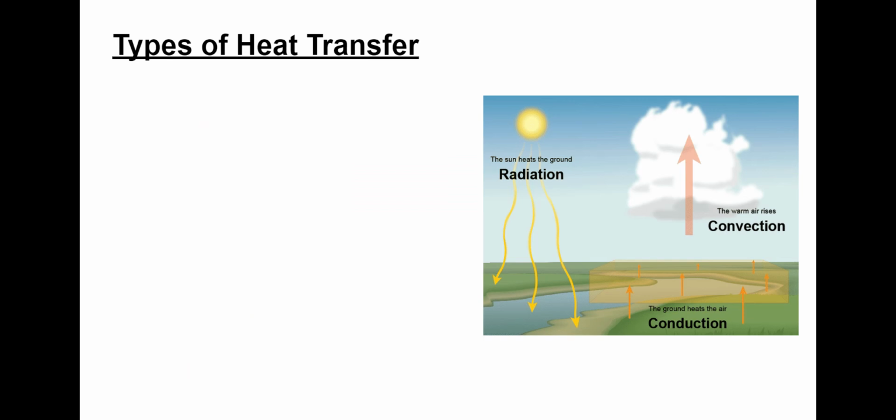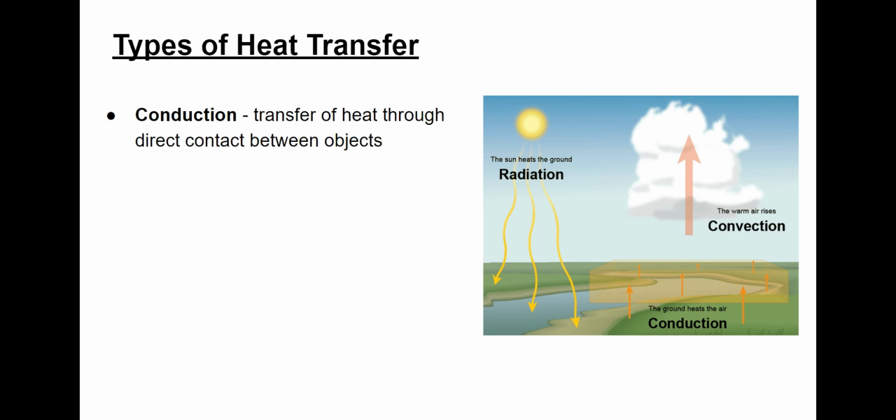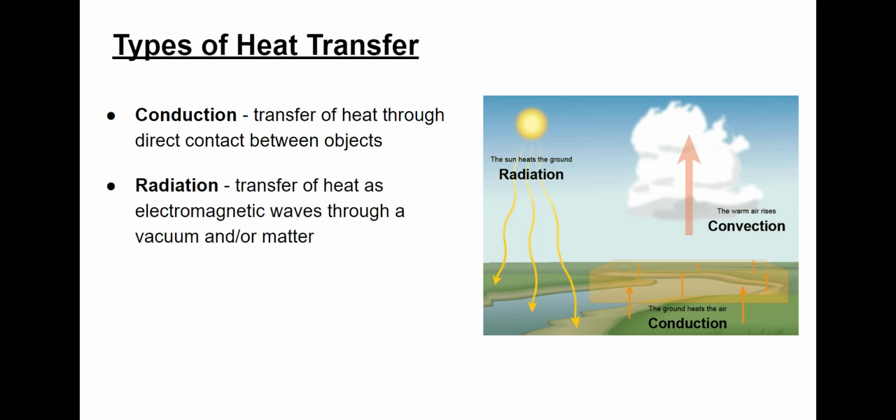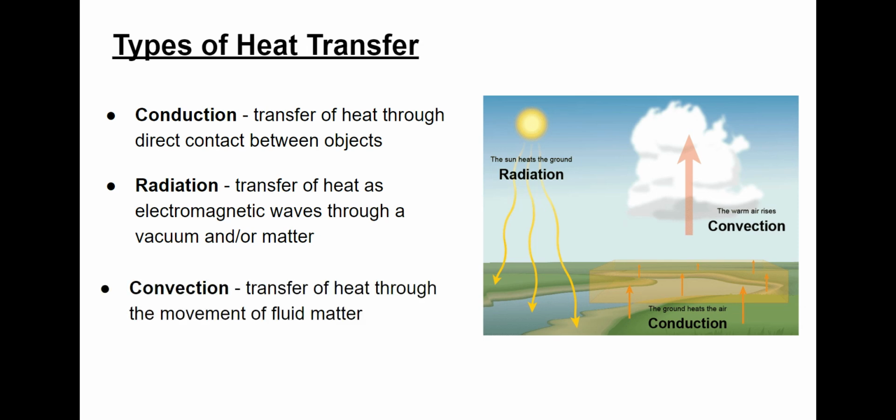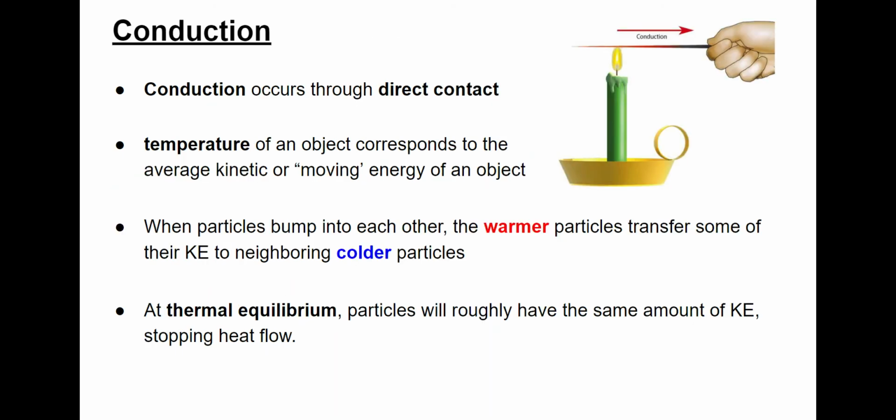Okay, that's enough about heat capacity. Let's talk about heat transfer for a couple of slides here. There are 3 basic ways that hot things transfer their energy to colder things: radiation, convection, and conduction. Conduction is the transfer through direct contact between objects. Radiation is the transfer of heat as electromagnetic waves through a vacuum and/or through matter. Convection is transfer of heat through the movement of fluid matter. Let's take a couple of slides and talk about these 3 forms of heat transfer.